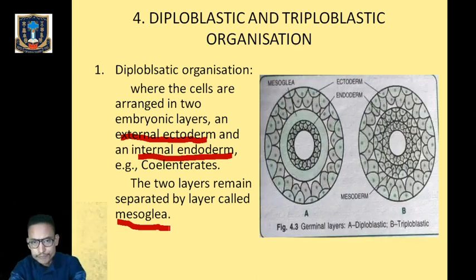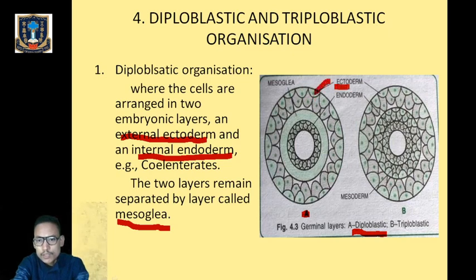If you look over here, this figure number A is the diploblastic organization. Don't look at figure number B. Figure number B is triploblastic, so we are going to focus on figure number A. We have just learned that in diploblastic organization there are only two layers present. We have got the outer layer here, which is called the ectoderm, and this inner layer which is called the endoderm. All the outer layer of the cells is called the ectoderm, and this inner layer of the cells is called the endoderm.